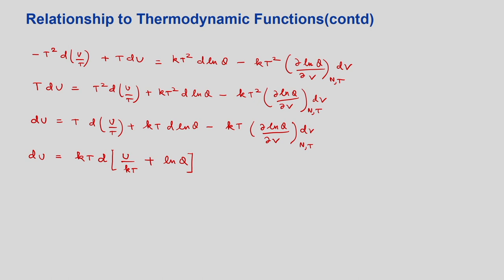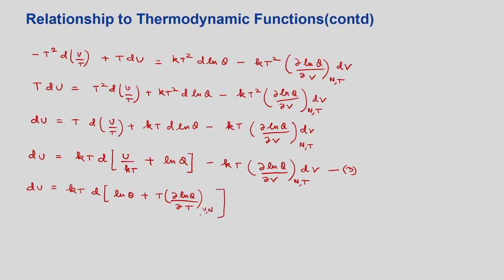Then this will be as it is, kT ∂ln q by ∂V at N, T into dV. So, I have taken the total differential inside this bracket. I have taken kT inside, so it will be U by kT. Let us suppose this is equation 3. Let us rearrange this term. I can write this also as kT into d, kT into d ln q.